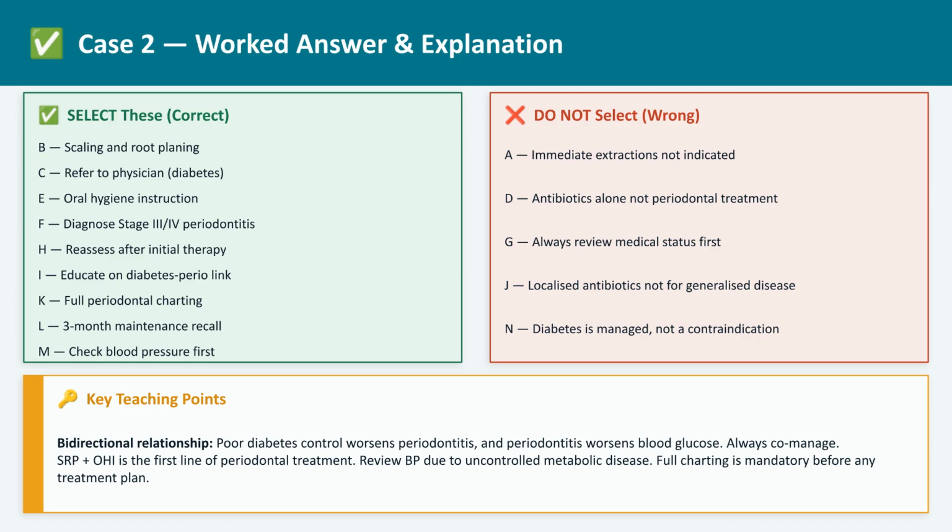The correct steps involve scaling and root planing, referring to a physician for diabetes management, and providing oral hygiene instruction. You must always check blood pressure first and record a full periodontal chart. Incorrect actions include immediate extractions or using antibiotics as the sole treatment.